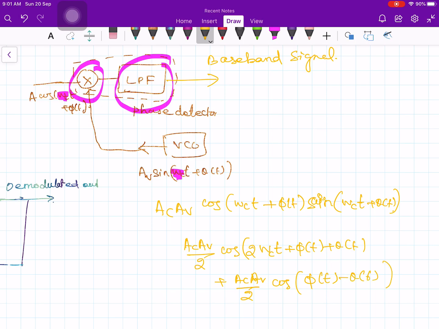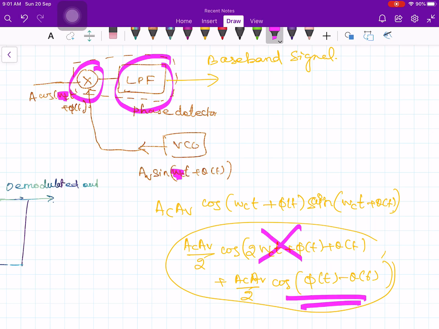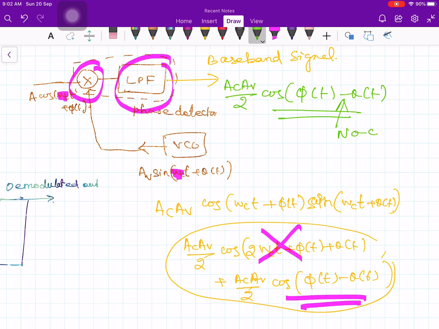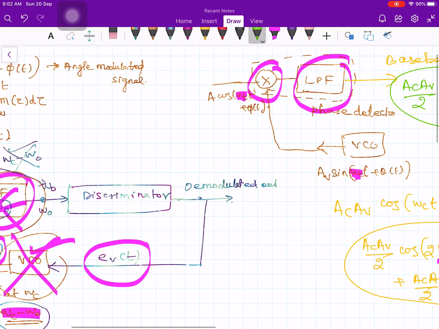Now these two components are given to the low pass filter, and then the low pass filter will remove this high frequency component, right? It allows only this portion. Therefore your output of the low pass filter here will be AC AV by 2 cos of phi of t minus theta of t, and this is my baseband signal. There is no carrier, look here, no carrier. Therefore this signal is called a baseband signal.